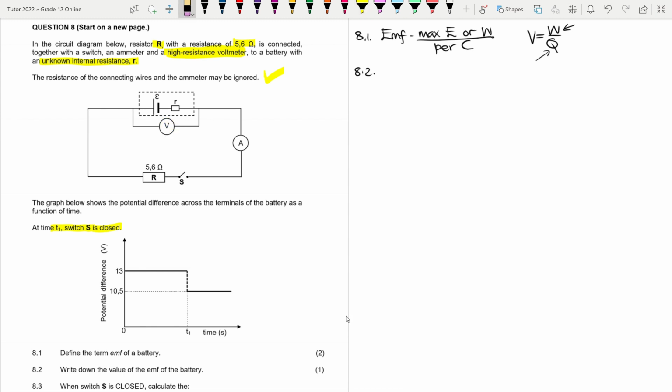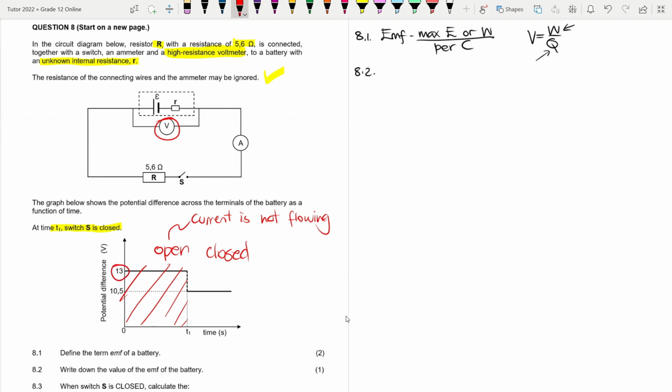Yes, that's also good. So before T1 the switch is open, because they tell us that it is only closed after T1. What do we know when the switch is open? We know that current is not flowing. When current is not flowing, whatever we measure with this voltmeter across the battery is going to give us the maximum work done per unit charge, which is the EMF of the battery. So immediately we can tell that the EMF is going to be 13 volts.